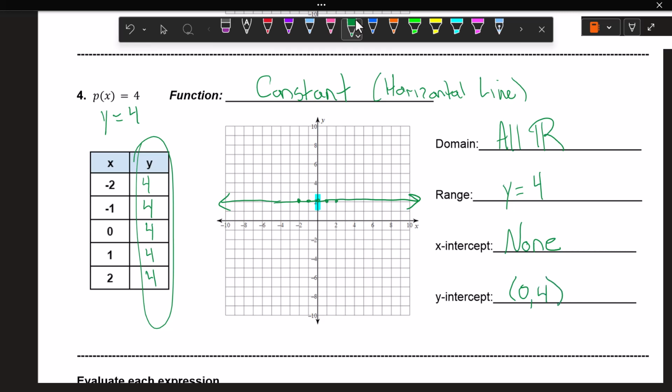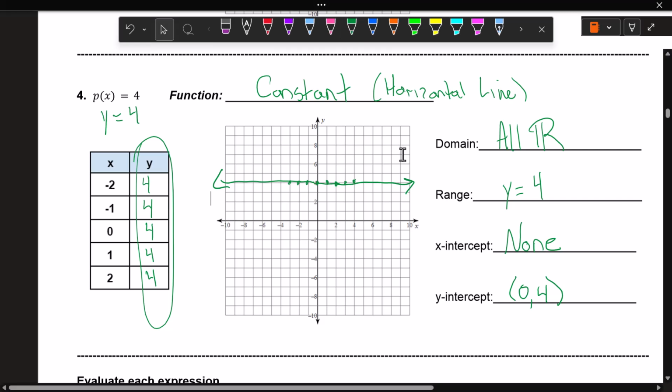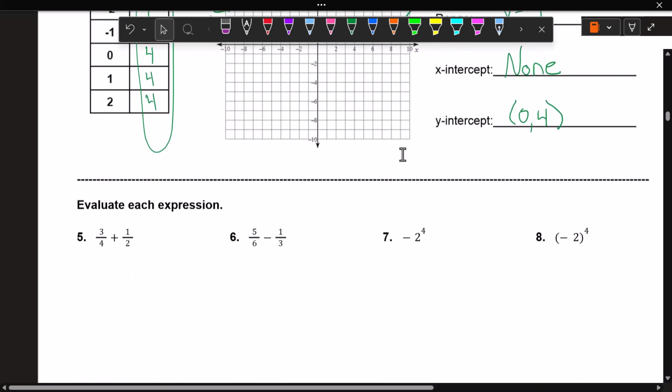Now, any of you keeping track at home realize I did not graph that right. Should be at 4, not 2. I apologize. It is still a horizontal line, but it's up at 4. So nothing else changes. I just graphed it wrong, unfortunately. So those are the functions that you should know before coming into this class.